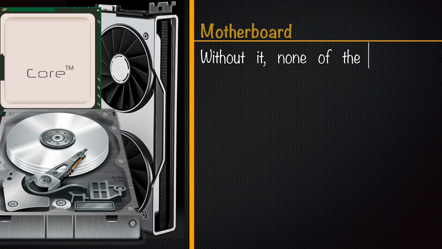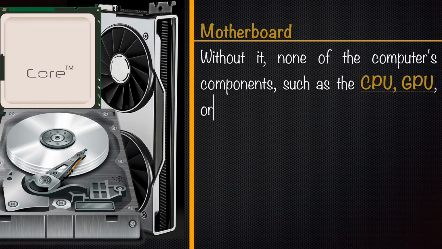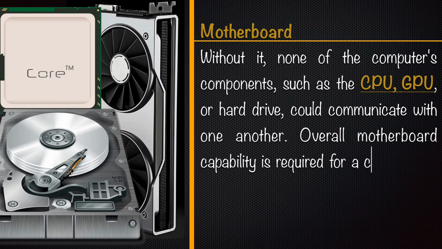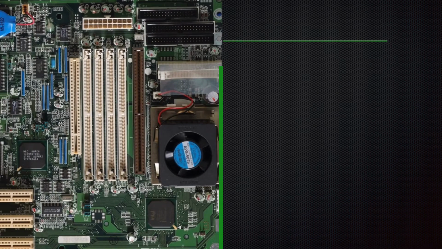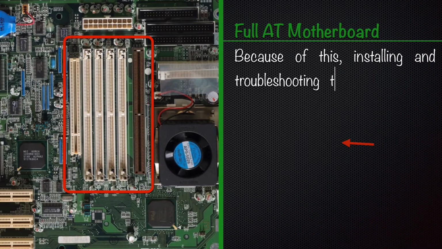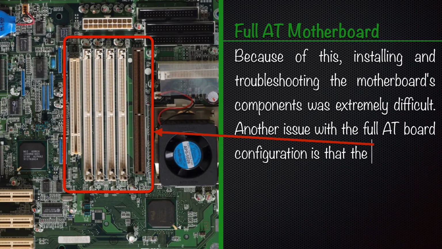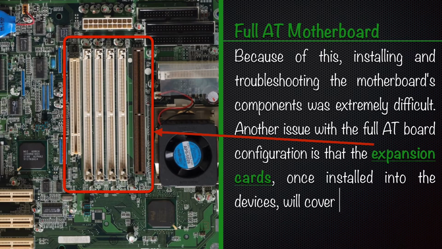Without it, none of the computer's components, such as the CPU, GPU, or hard drive, could communicate with one another. Overall motherboard capability is required for a computer to function properly. Because of this, installing and troubleshooting the motherboard's components was extremely difficult. Another issue with the full-board configuration is that the expansion cards, once installed into the devices, will cover the processor.